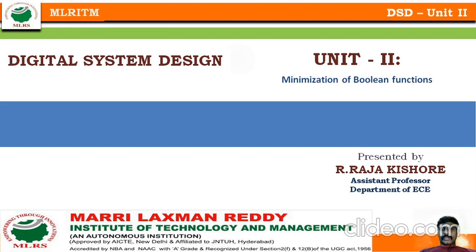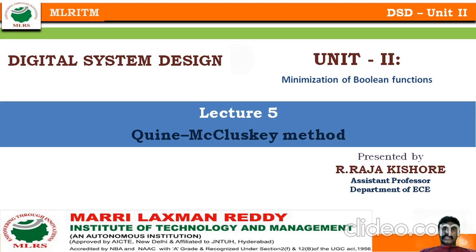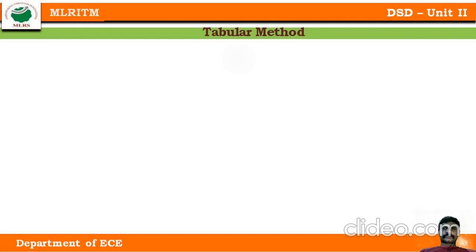So the method used to minimize Boolean functions if the number of variables or literals in the function is more than 5 or 6 is called the Quine-McCluskey method. This method is also generally called the tabular method. Let us see with an example how this method simplifies a Boolean expression.